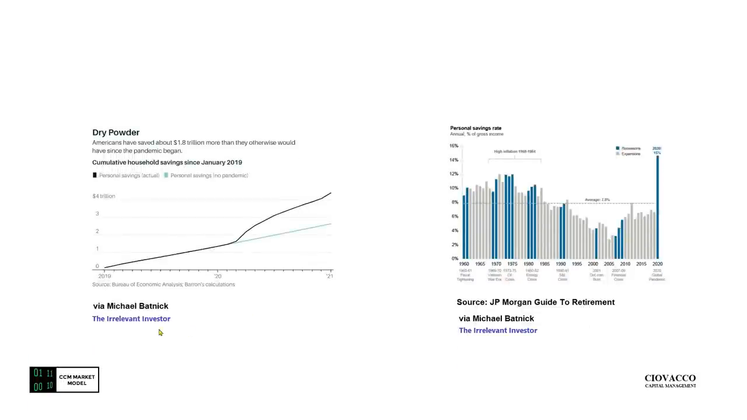These two charts were taken from the Irrelevant Investor. One comes from Barron's, the other one comes from the J.P. Morgan Guide to Retirement. The takeaway on the left side, Americans have saved about $1.8 trillion more than they otherwise would have since the pandemic began. This is the real world and the stay-at-home environment. This is the previous trend.